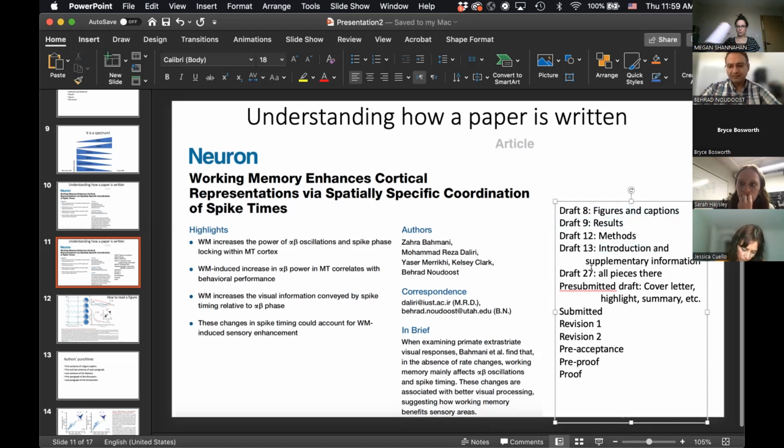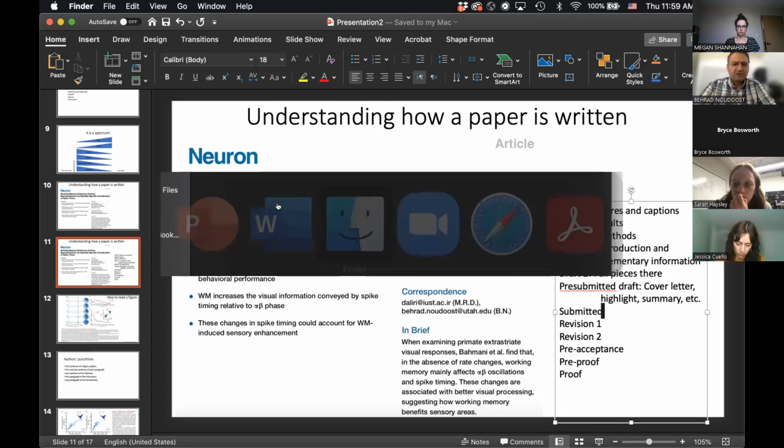And then adding all these pieces together, most of the journals ask for a cover letter, highlights of the paper, a summary. They sometimes even ask for a suggested cover photo for their journal, things like that. Each journal could be different, but you just add these as you go along. And then the process is that you submit this paper that is probably like draft 27, for example.